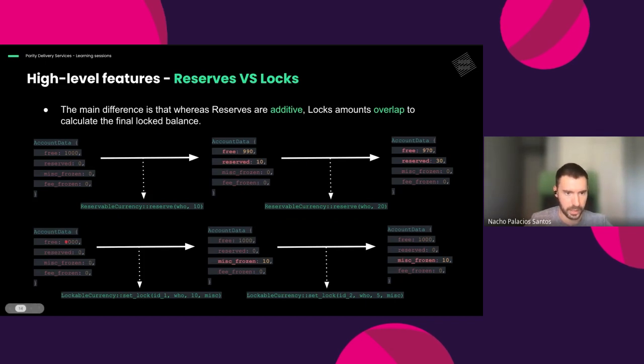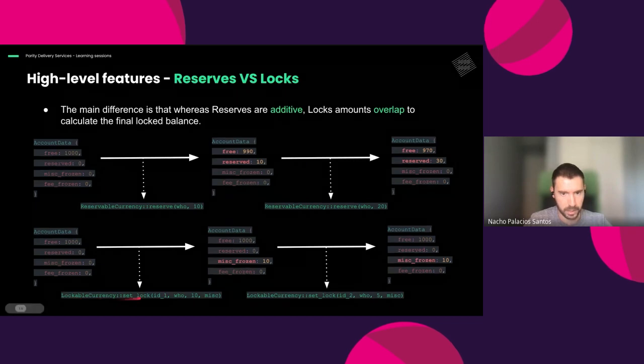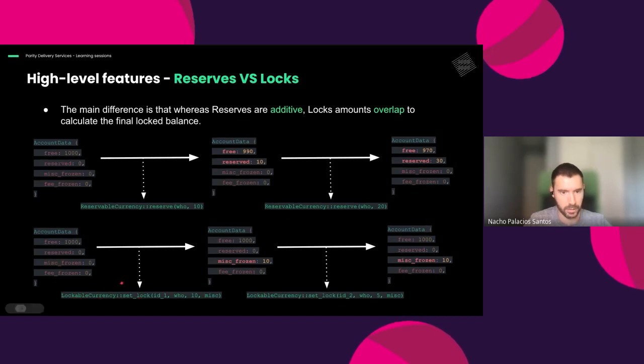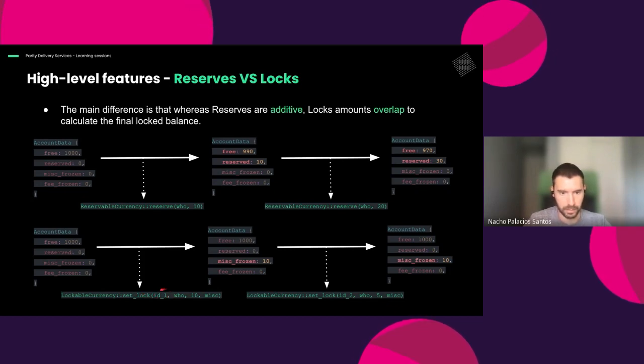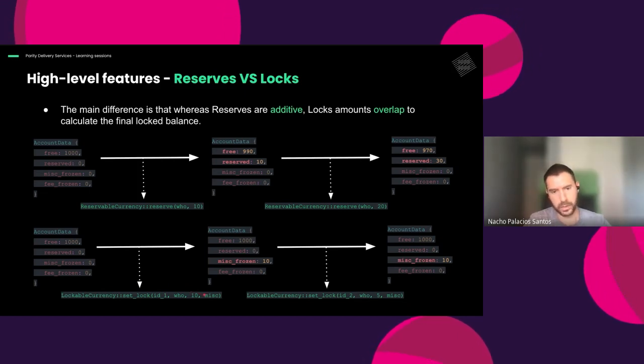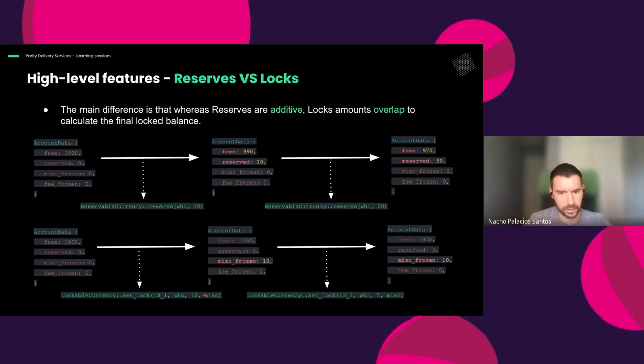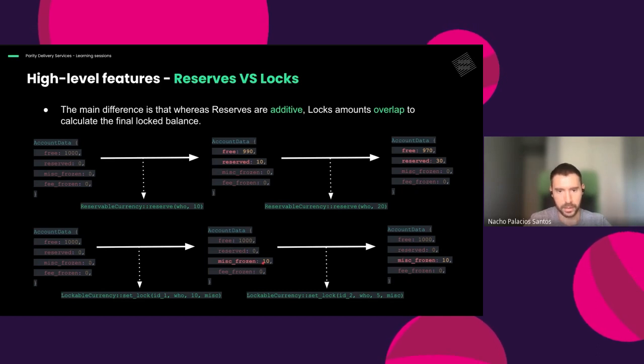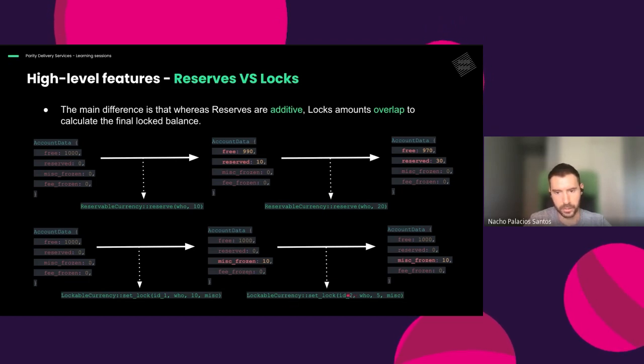However, for the locks, we have a kind of similar situation. One pallet, in this case, is using the lockable currency trait with the set lock method, and it's saying, for this ID1, I want to lock 10 tokens. The reason is going to be miscellaneous, whatever that is not fee. What will happen? We increase by 10 the miscellaneous frozen. And then another pallet does something similar, for another ID, but saying 5.